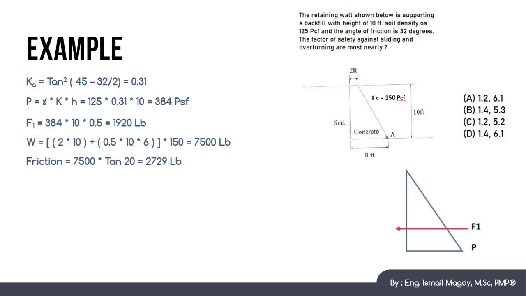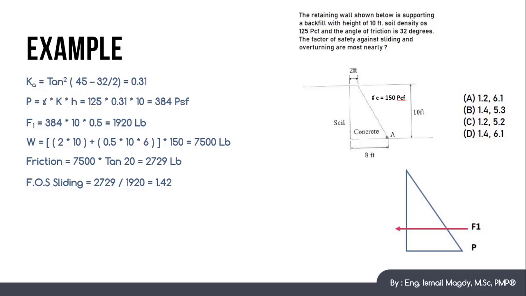The friction force equals the weight multiplied by tan, the angle of friction between the wall and the soil. We must take care now that we will not use the phi, which is 32, the angle of internal friction between the soil particles, but we want the angle of friction between the wall and the soil, which is given here as 20 in this problem. So this will be 7,500 multiplied by tan 20, which equals 2,729 pounds. So the factor of safety against sliding is 2,729 over 1,920, which will equal 1.42.